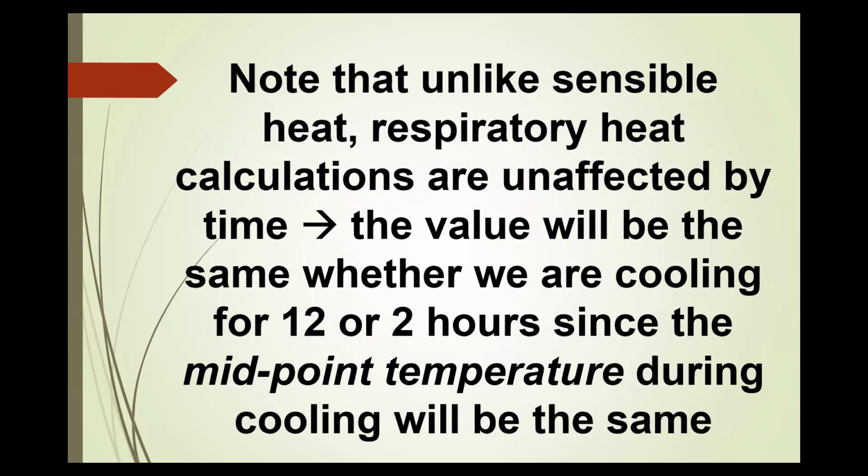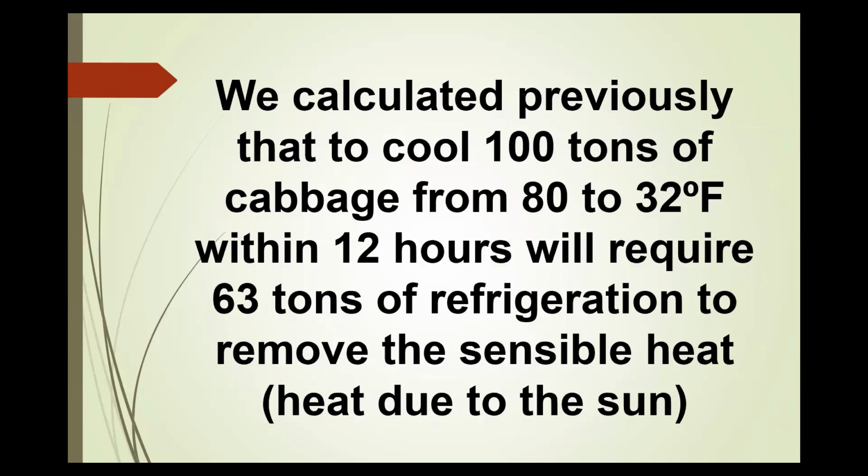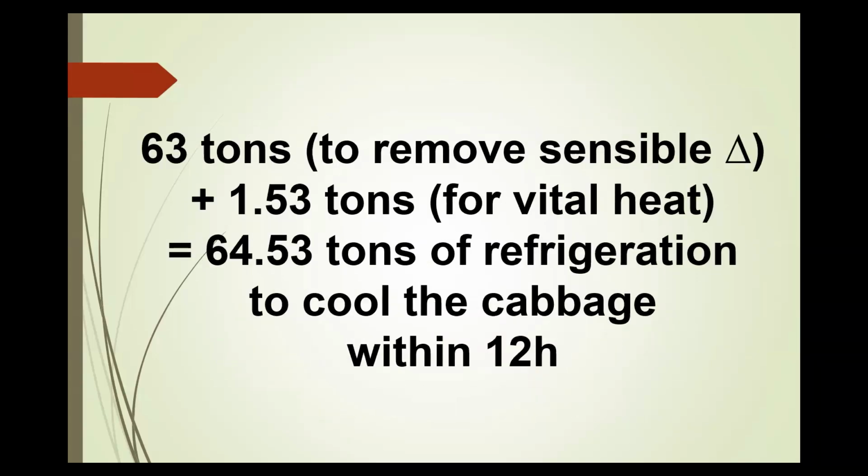Note that, unlike sensible heat, respiratory heat calculations are unaffected by time. The value will be the same whether we are cooling for 12 or 2 hours, since the midpoint temperature during cooling will remain the same. We calculated previously that to cool 100 tons of cabbage from 80 to 32 degrees Fahrenheit within 12 hours will require 63 tons of refrigeration to remove the sensible heat. 63 tons plus 1.53 tons for the respiratory heat yields a grand total of 64.53 tons of refrigeration to cool the cabbage, and that's within 12 hours.